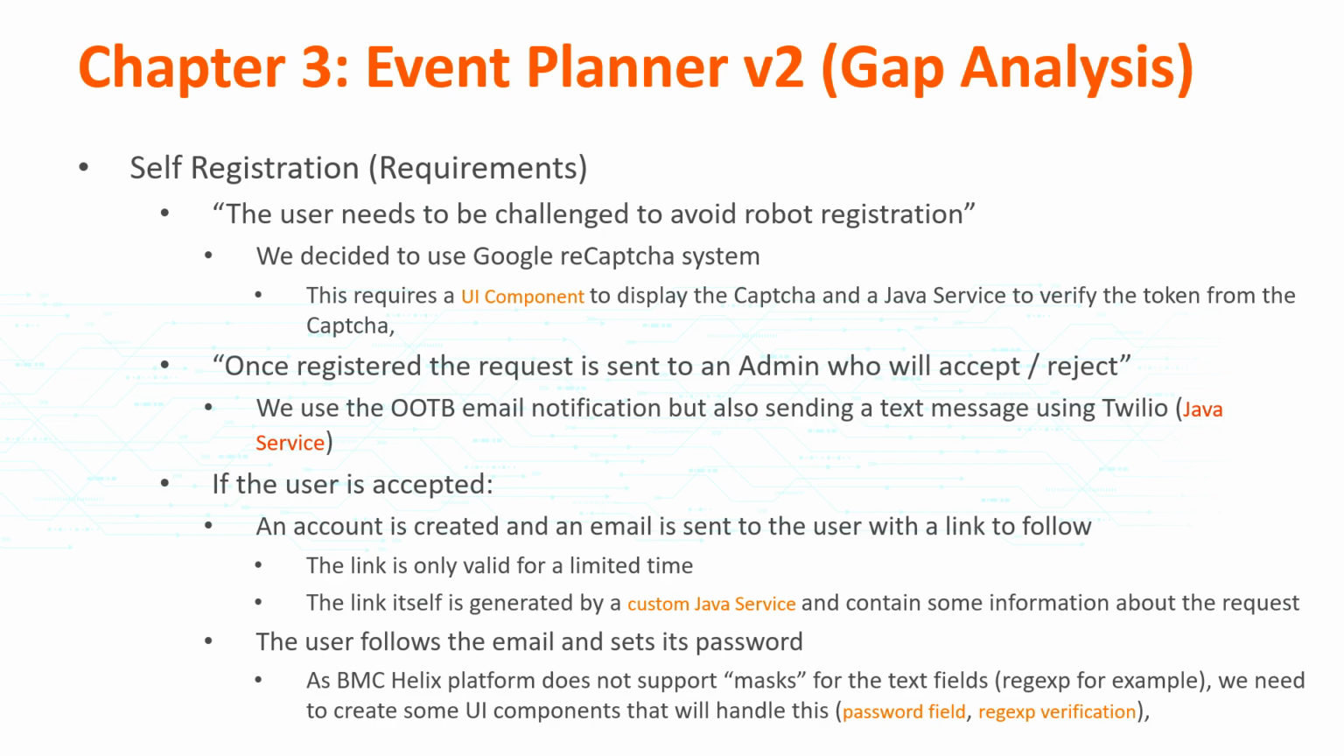Once the user is registered and the admin accepts it, I want to generate a link. This link is also generated by a custom Java service because it will encrypt a string. So I needed a custom Java service. And by the way, I also want the admin to receive not only a notification by email, but also a text message. So I'm going to leverage Twilio. So I need to create another Java service.